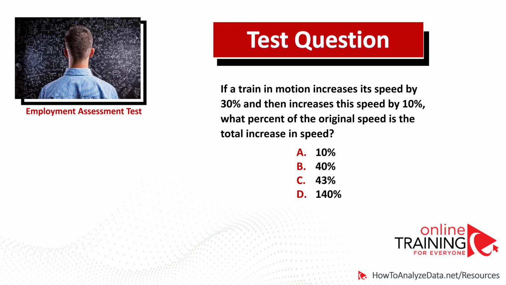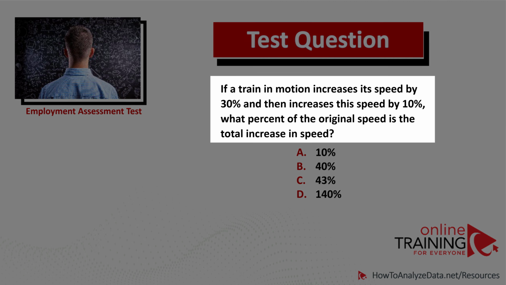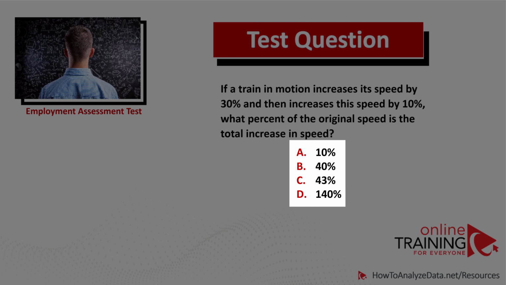Let's look at the tricky question which confused a lot of applicants in the test. If a train in motion increases its speed by 30% and then increases the speed by 10%, what percent of the original speed is the total increase in speed? And you have 4 possible choices.